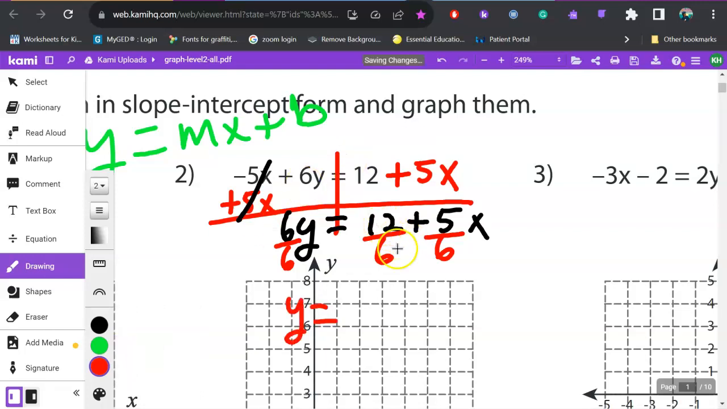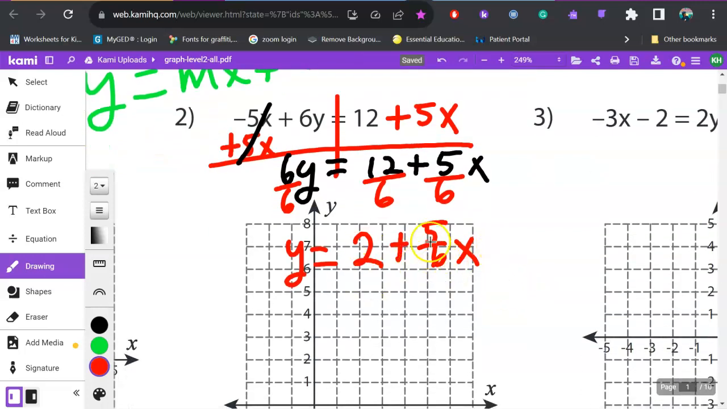Reduce this fraction, 12 over 6. That's going to reduce to a 2, isn't it? A positive 2. Now the fraction 5 over 6. Can that really reduce? It can't. Don't change it to a decimal. Don't try to change it any other way. Just keep it the way it is. If it can't reduce, keep it the way it is and put your x beside it. Now you have your y equals mx plus b.